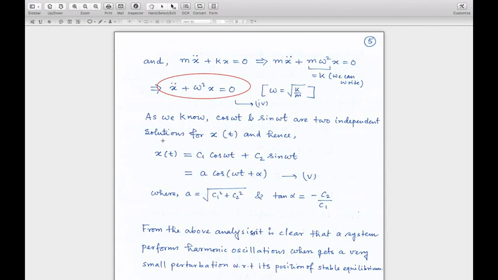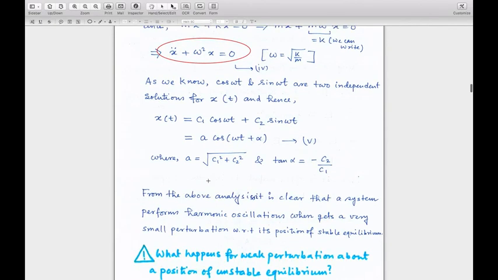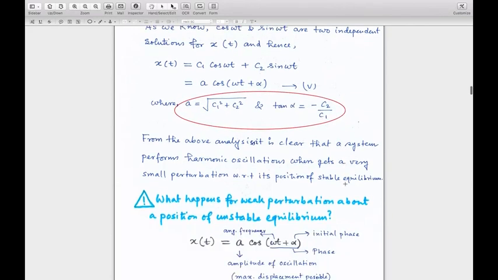Okay, so then you can easily write that x(t) will be equal to c1 cos omega t plus c2 sin omega t, and then by using high school algebra you can see this is equivalent to A cos(omega t plus alpha), where I have introduced A and alpha, both constants, such that A is equal to root over C1 square plus C2 square and tan alpha is equal to minus C2 by C1. These two results I suggest you to reproduce at home.